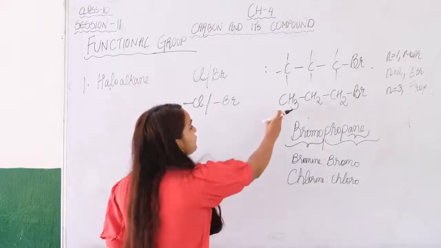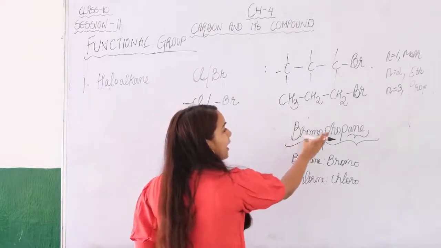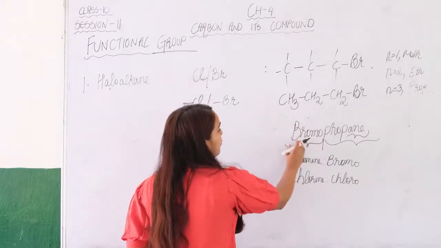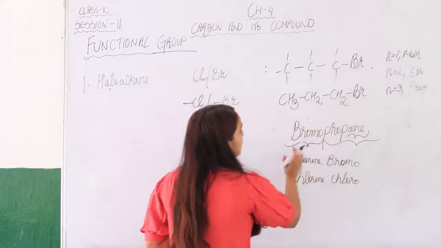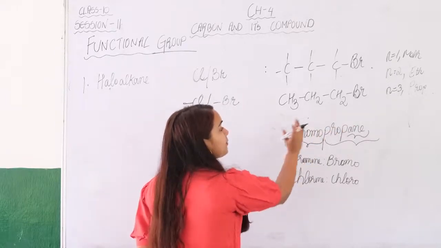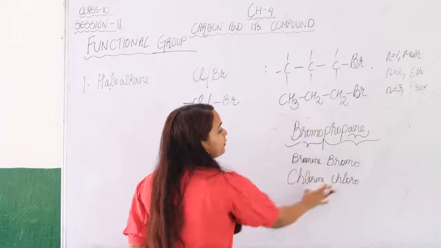If we are using 6 carbons, it will be bromohexane. If we are using 5 carbons, it will be bromopentane. If we are using 4, it will be bromobutane. Depending upon the number of carbons, the name will keep on changing.